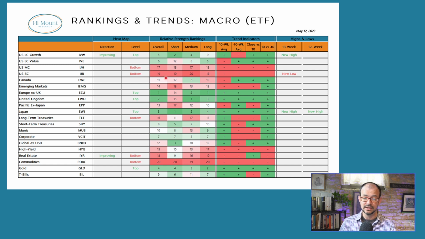In the US, this disconnect between what's happening among large cap value, large cap growth, both towards the top of the rankings, versus mid caps and small caps, both near the bottom of the rankings. US small caps made a new 13-week low last week. US large cap growth made a new 13-week high last week.